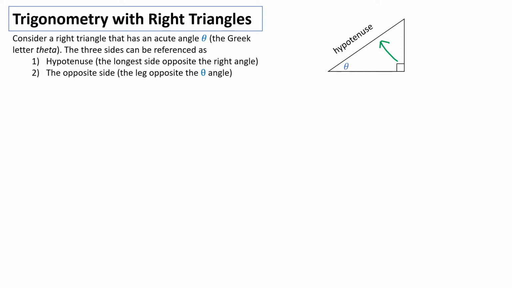So here's our theta angle, and it would be opposite that. That is the opposite side. And last, the adjacent side is the side, the leg, I should say, that is next to theta, because the other one would be the hypotenuse.